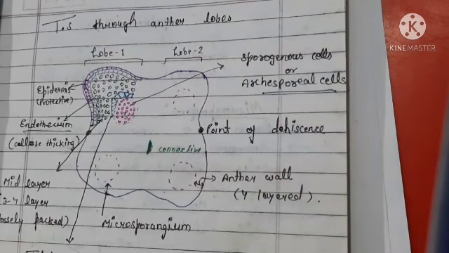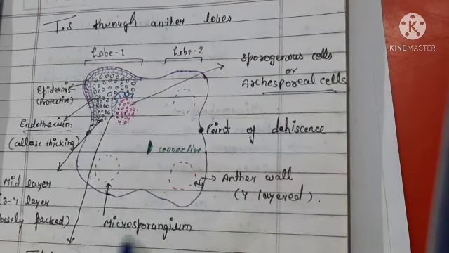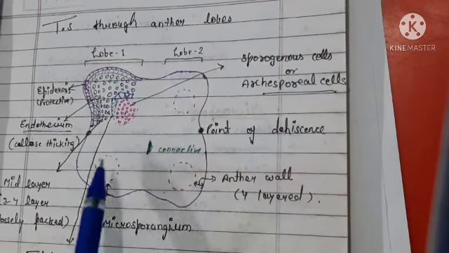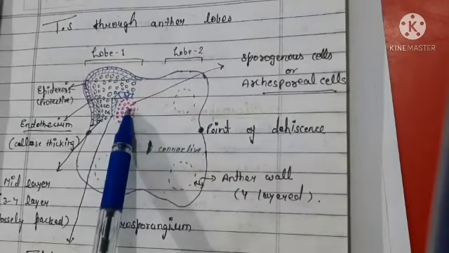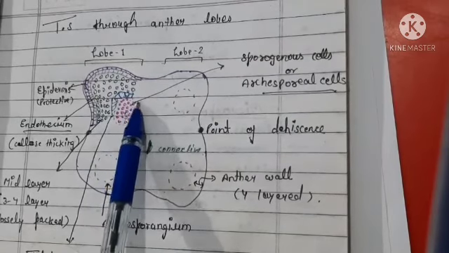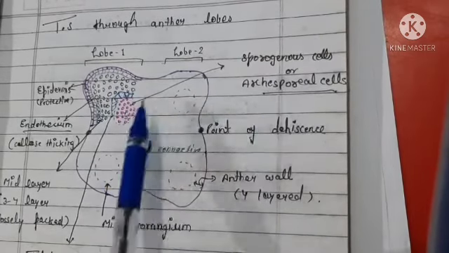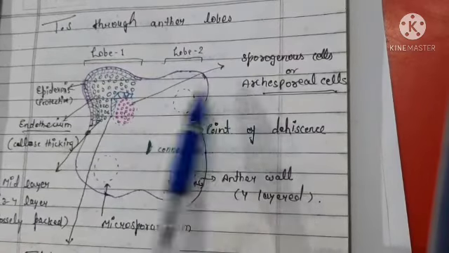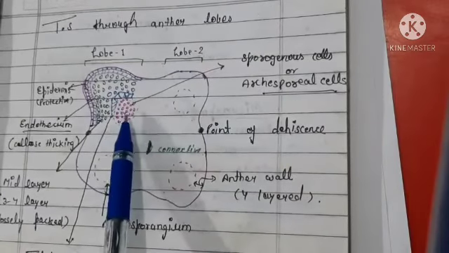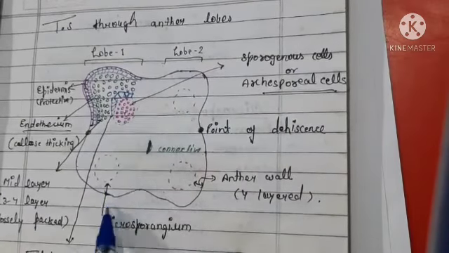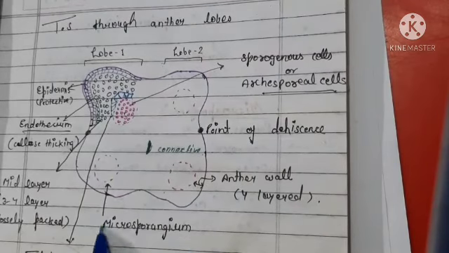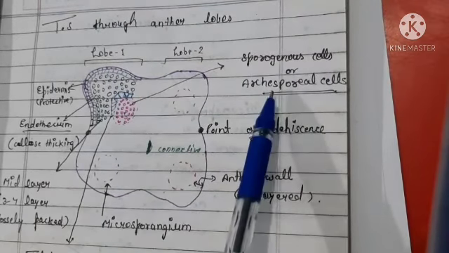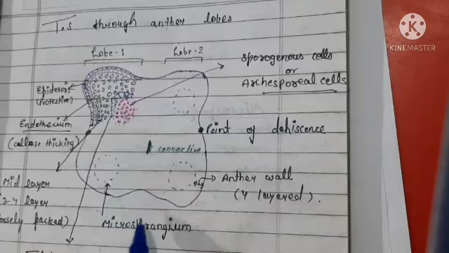Friends, one thing I skipped in the transverse section of the anther lobe, that is the Microsporangium. So what is Microsporangium? Here friends, you see sporogenous cells or archesporial cells. These sporogenous or archesporial cells are present inside a circle-like structure. That circle-like structure is called Microsporangium. So sporogenous or archesporial cells are present inside the Microsporangium.